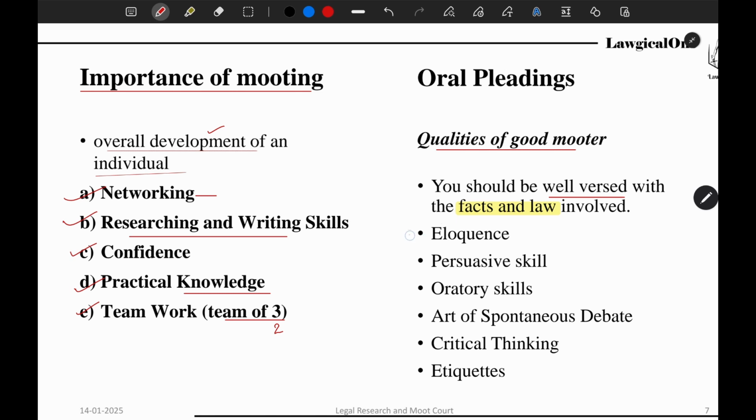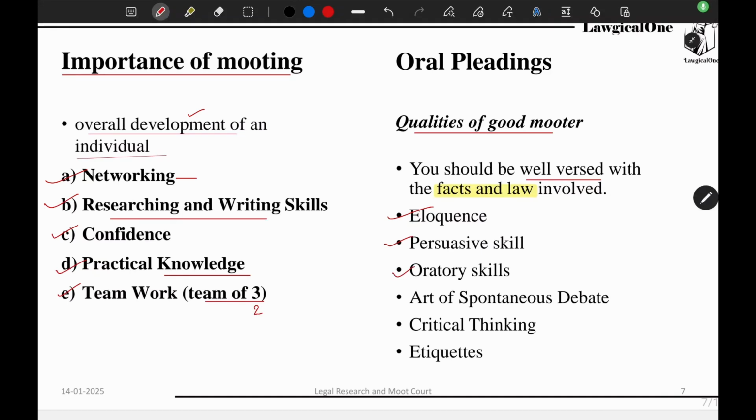Okay, there is eloquence. It is the skill of speaking with clarity, with certainty, with very confident, and in a way which is easier for the judge to understand, right? A clear way. Okay, you should have persuasive skill to be able to persuade the judge to give judgment in your favor, right? Oratory skills are very important, as I said.